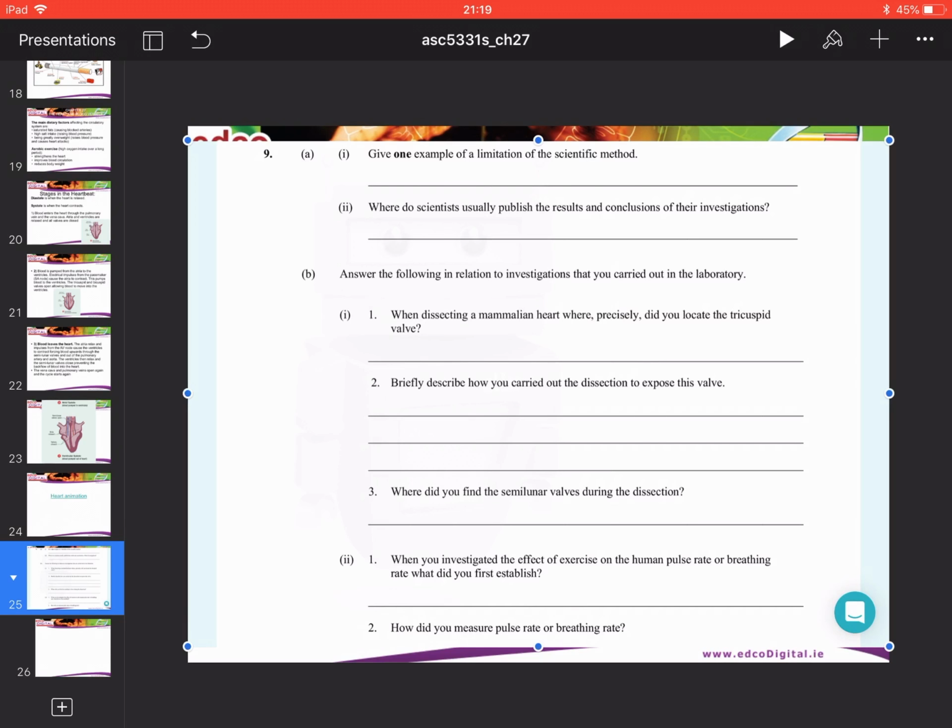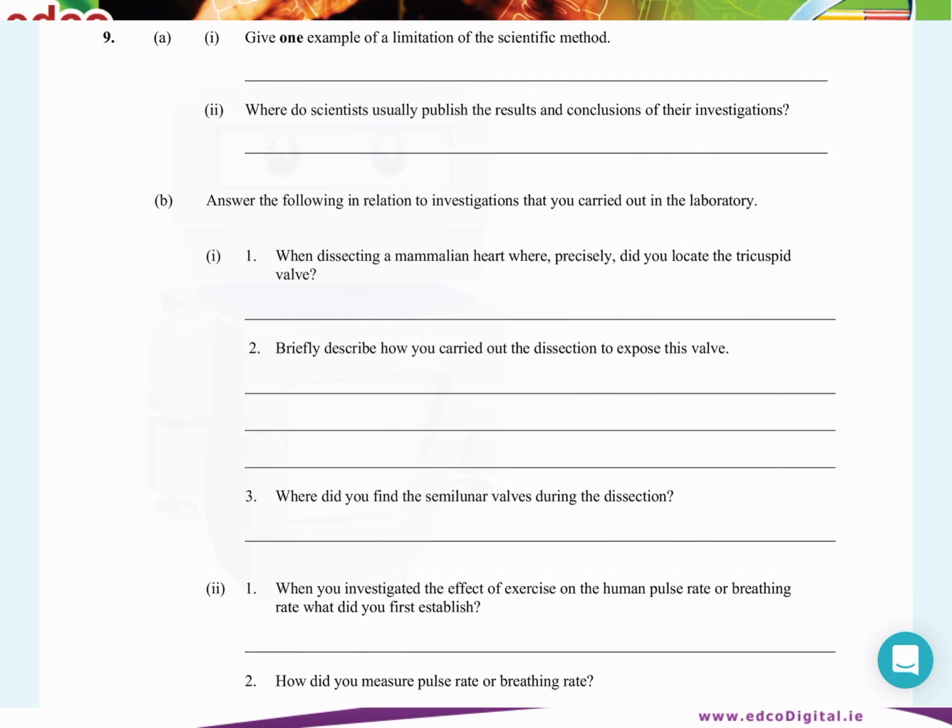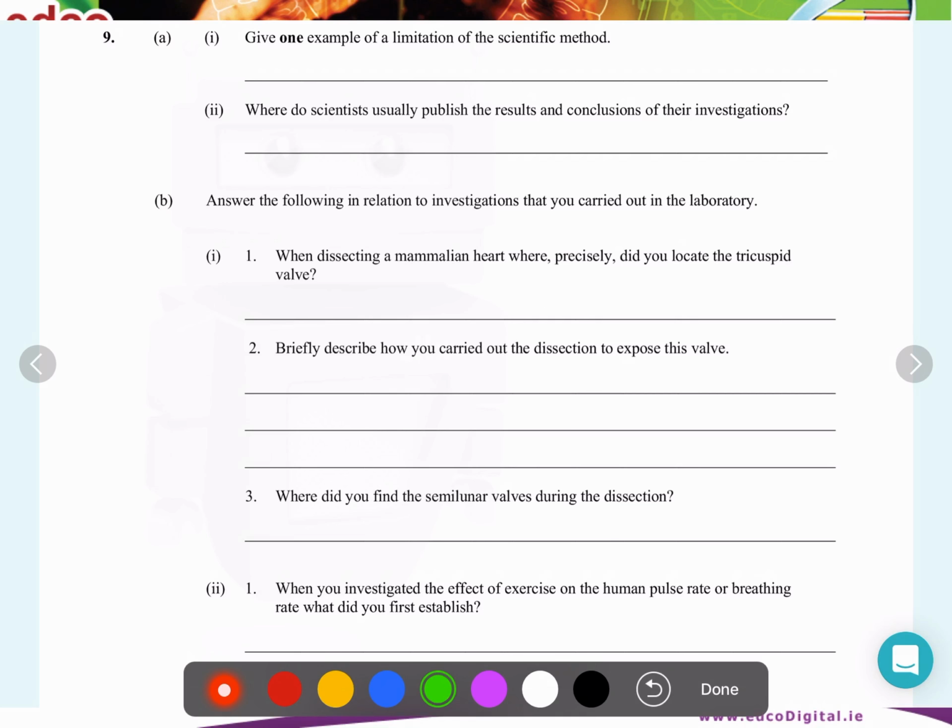The first one is, just let me expand it here, we'll do it together. Give one example of a limitation of a scientific method, just some revision. So this is accidental discoveries, changes in weather conditions, things like that. Where do scientists normally publish the results and conclusions of their investigations? That is in journals.